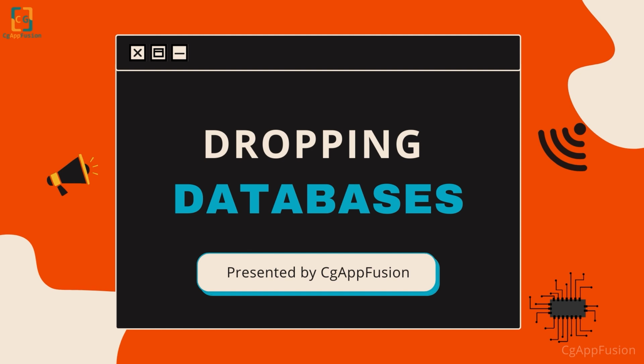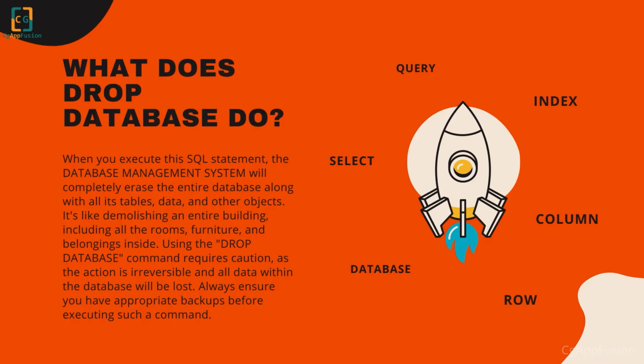Welcome back. And in this lecture, we're going to learn about dropping tables. So let's ask the question, what does drop do? When you execute the SQL statement, the database management system will completely erase the entire database along with all its tables, data, and other objects. It's like demolishing an entire building, including all the rooms, furniture, and belongings inside. Using the drop database command requires caution as the action is irretrievable and all data within the database will be lost. Always ensure you have appropriate backups before executing such a command.